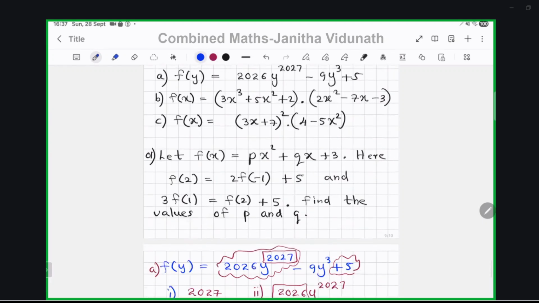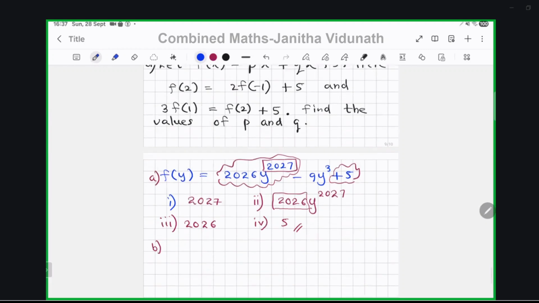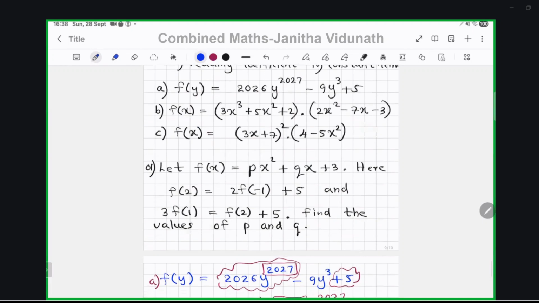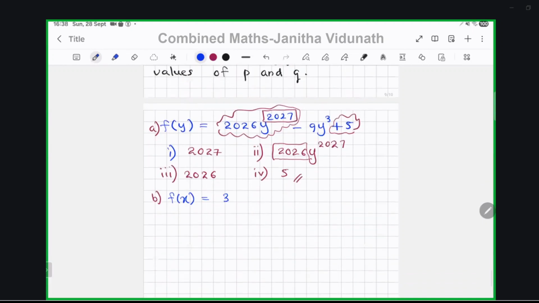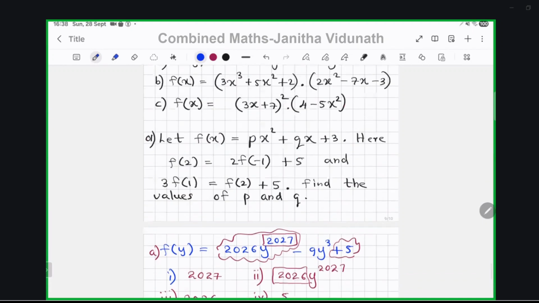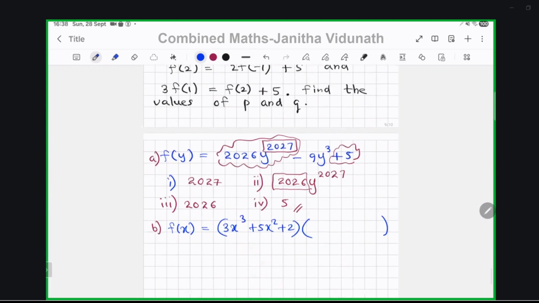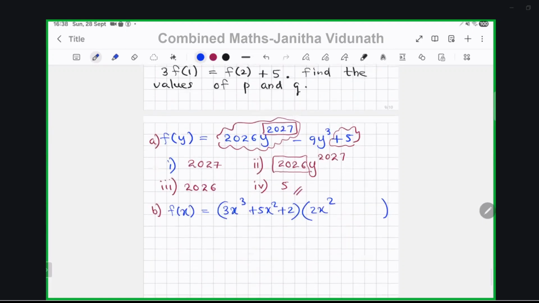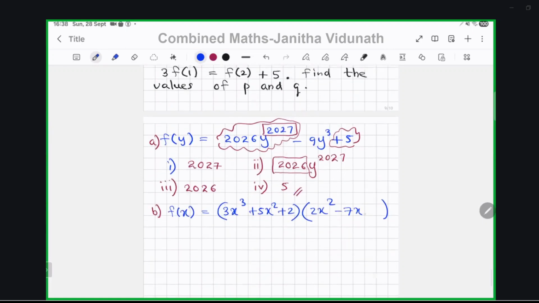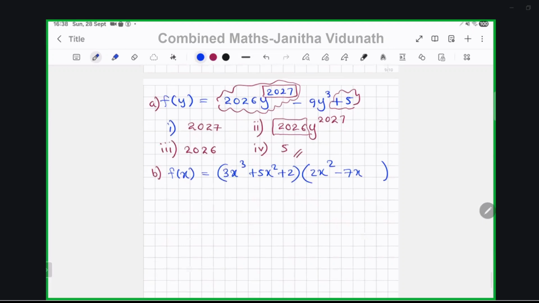Here the question is f(x) equal to (3x cube plus 5x square plus 2) times (2x square minus 7x minus 3).